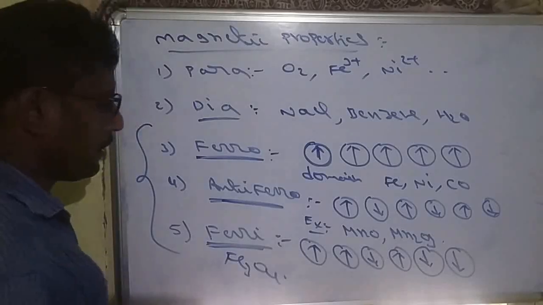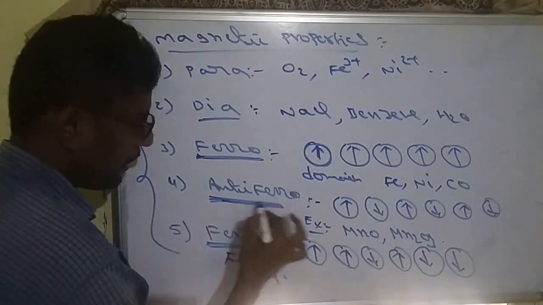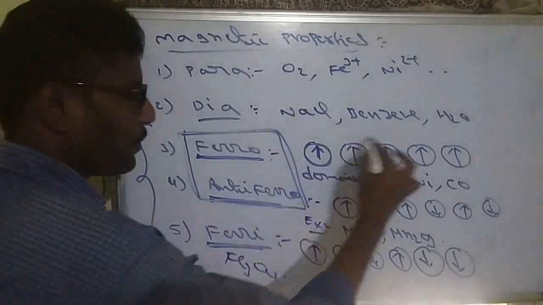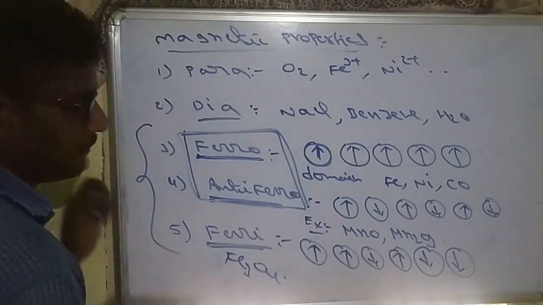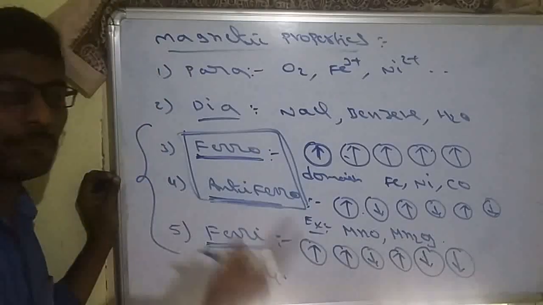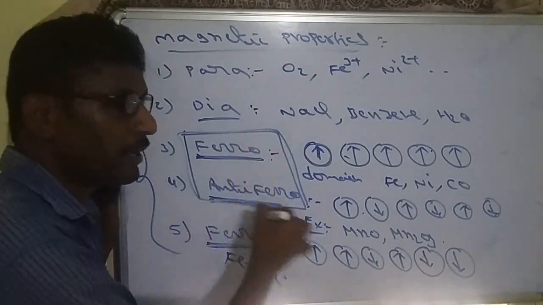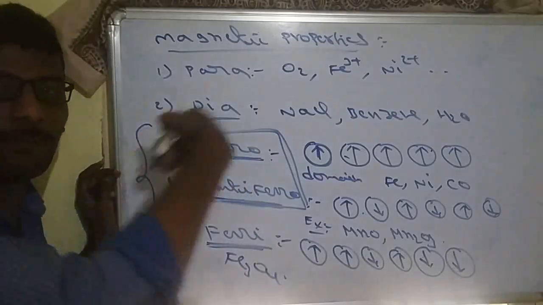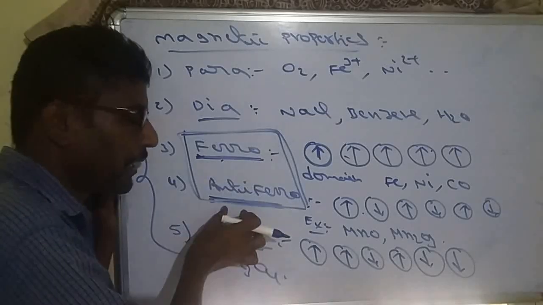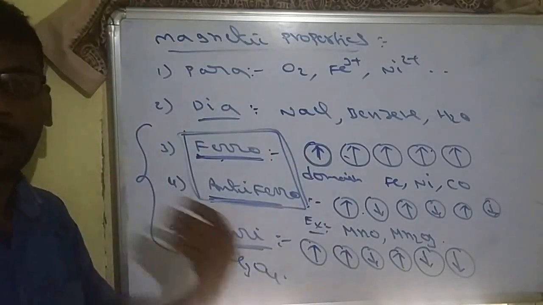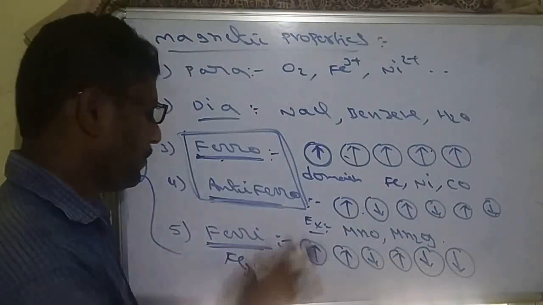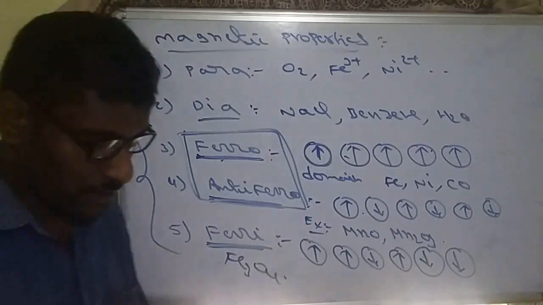So here also remember, for ferromagnetic and antiferromagnetic, on heating, these domains will become random. So this is a regular order, this is alternate order. Both these domains will become random, that means irregular, on heating. So both of these can be converted to paramagnetic substance. Under high temperature, ferro and antiferro can be converted to paramagnetic substance due to randomization of these domains. So this is about the magnetic properties.